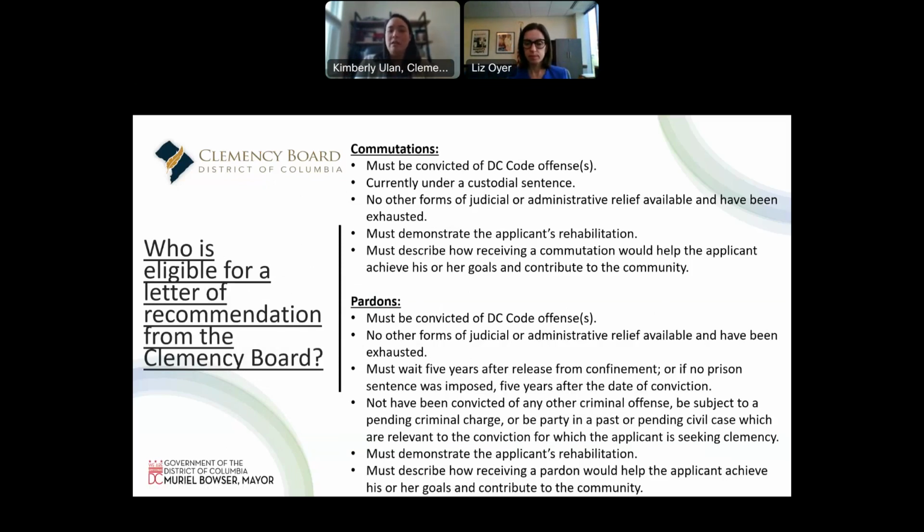What really helps with your application for commutations is that you really talk in your statement about what your goals are in returning to the community and what you feel that you can now contribute to the community after serving a portion of your sentence. For pardons, it's about your rehabilitation. What have you done since you've been released? What are your goals to contribute to the community? What has your life been like since you left custody or incarceration?